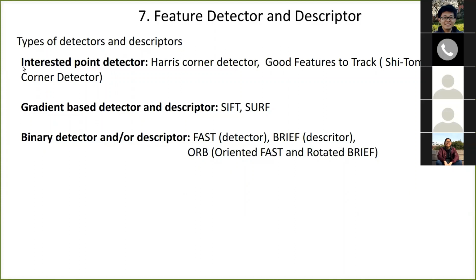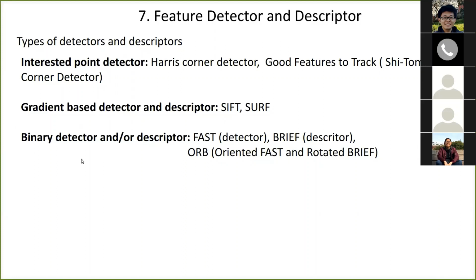The first one is interest point detectors, where we just detect the corners and edges. Two of the most successful point detectors are the Harris corner detector and Good Features to Track, also known as the Shi-Tomasi corner detector. Also, we have gradient-based detectors and descriptors, which are SIFT and SURF. SIFT may be the most well-known gradient-based detector and descriptor, and SURF is actually a variant of SIFT.